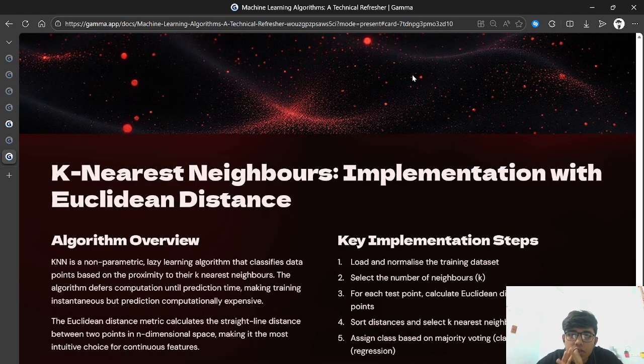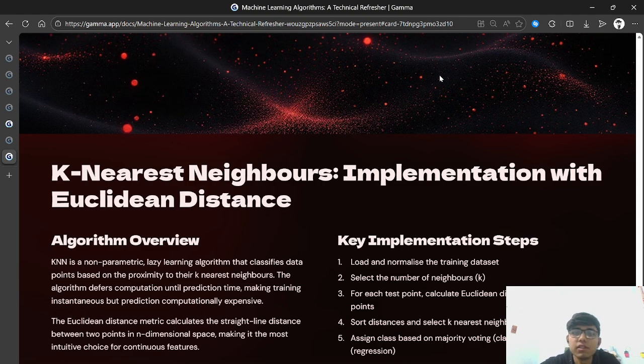Let us start with one of the simplest yet surprisingly powerful algorithms in machine learning, KNN. Imagine that we want to classify a new data point, but instead of training a complex model, we simply look around at the closest neighbors, almost like asking nearby people for advice. That is the philosophy of KNN.